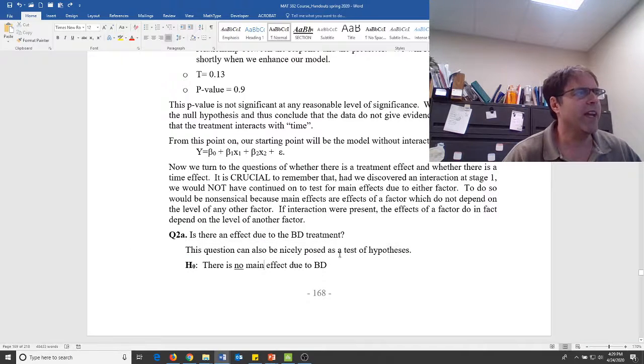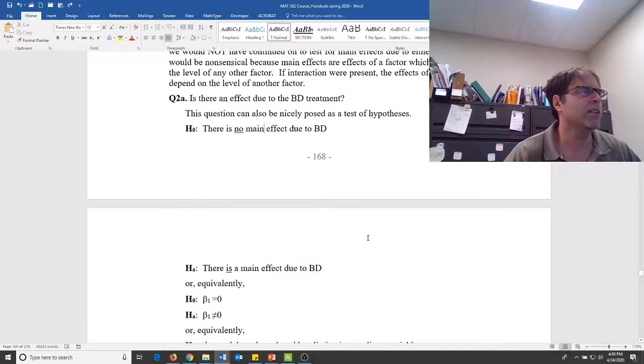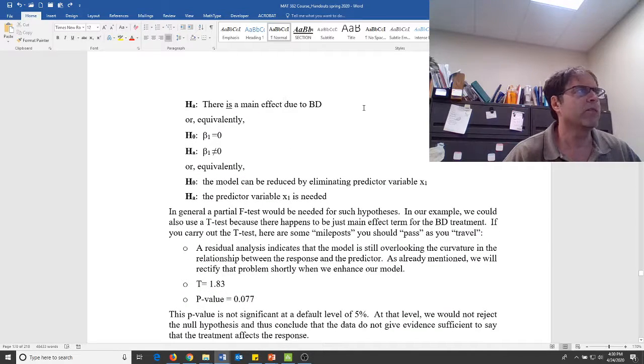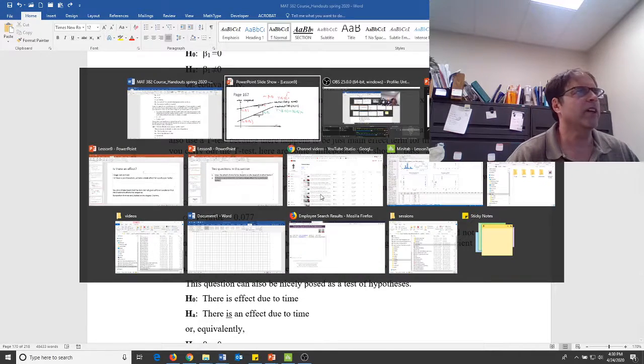So is there an effect due to the BD treatment? The null hypothesis is there's no main effect due to the BD, versus the alternative, there is a main effect. Equivalently, beta 1 is 0, or alternatively beta 1 is not 0. We can eliminate the predictor x1, or the predictor x1 is needed. Now we could still do a partial F test, but because we only have one beta, we could do a t-test. Let's go ahead and do a t-test on Minitab.